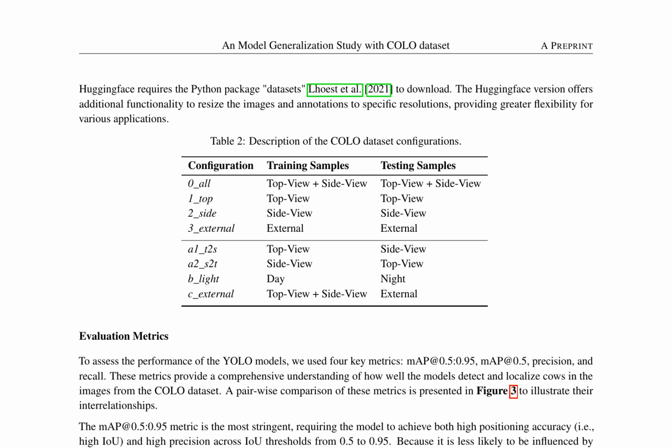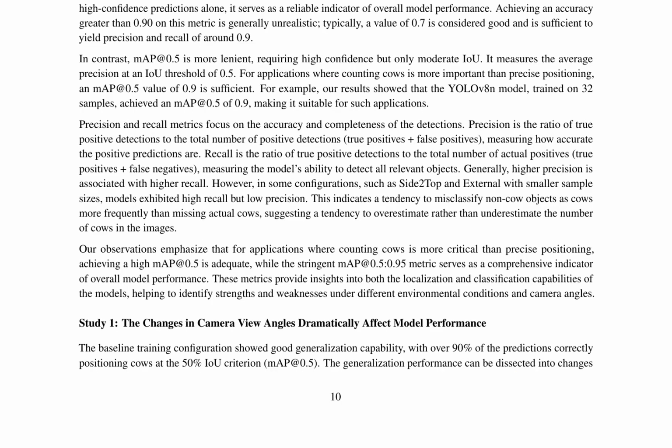The AP metric is the most stringent, requiring high positioning accuracy and high precision across IOU thresholds from 0.5 to 0.95. Achieving an AP greater than 0.90 is generally unrealistic. Typically, a value of 0.7 is considered good and is sufficient to yield precision and recall of around 0.9. In contrast, AP 50 is more lenient, requiring high confidence but only moderate IOU. It measures the average precision at an IOU threshold of 0.5. For applications where counting cows is more important than precise positioning, an AP 50 value of 0.9 is sufficient. For example, the YOLOv8 model, trained on 32 samples, achieved an AP 50 of 0.9, making it suitable for such applications.